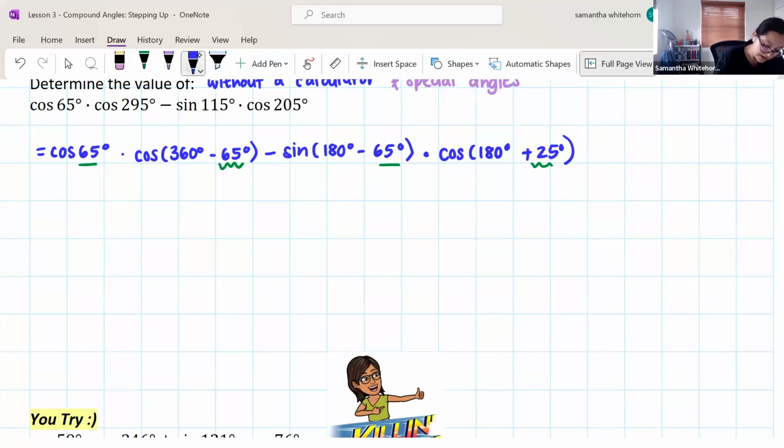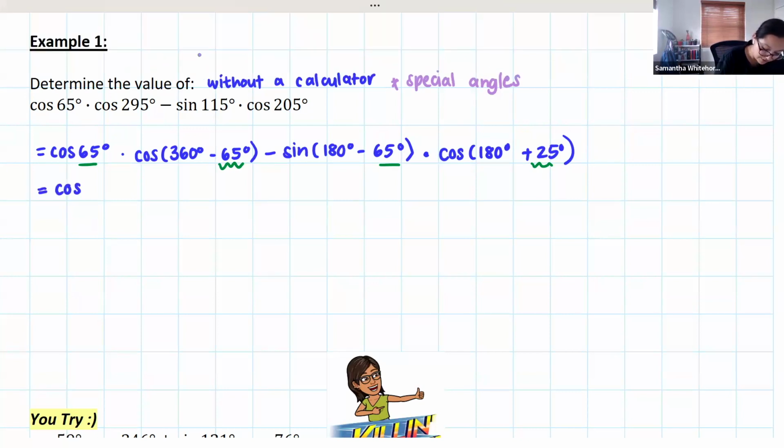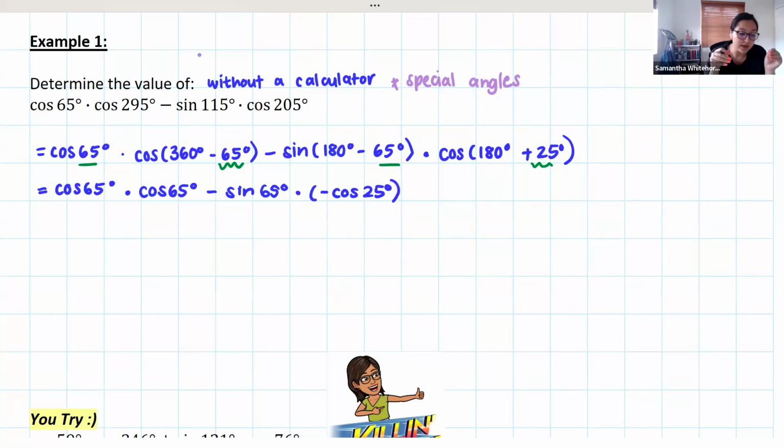Okay, so applying my reduction, cos 65 times, now 360 minus, cos is positive in quadrant 4, so cos of 65 degrees, minus sine 180 minus, sine is positive in the second quadrant, so we've just got sine of 65 times cos of 180 plus, 180 plus is quadrant 3, so cos is negative, so negative cos 25 degrees. So at least now I've got all acute angles. From there I can start changing things.